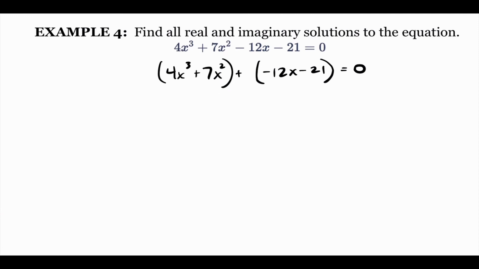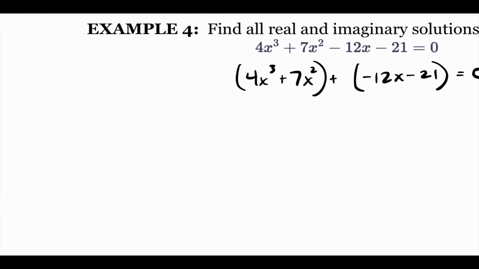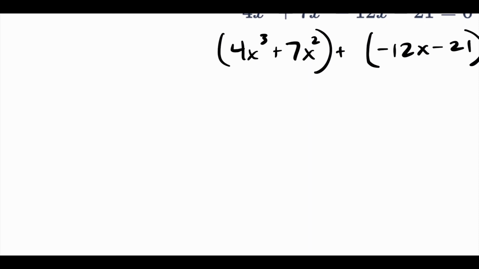So now we look at the first group. The first group has a GCF. They both share at least x squared in common. But 4 and 7, no GCF. Okay, so it's just going to be x squared. So we have x squared, and then it's going to be 4x plus 7.